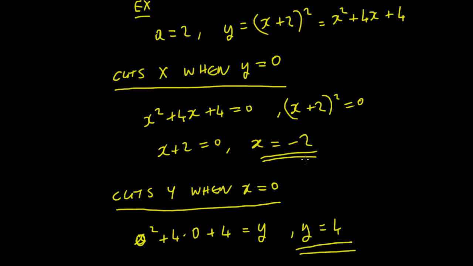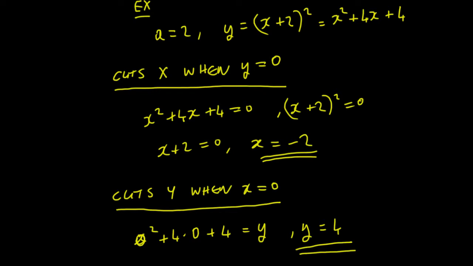And we'll be able to see this in the graph, so we'll have a wee look just in a minute. And we know it's going to cut the y-axis when x equals 0. So all we need to do is put in zeros for the x's here. So we have 0 squared plus 4 times 0 plus 4 would equal y, so we just have our y equals 4. So let's get in and we'll put this into our graphical calculator.